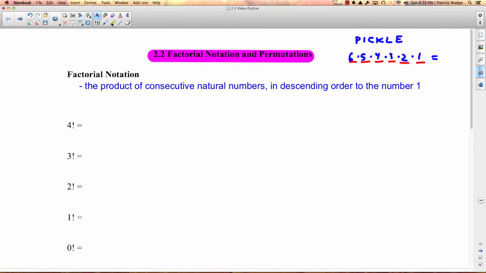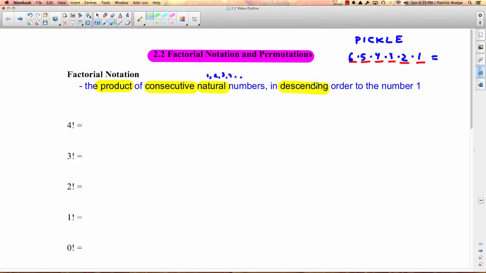So factorial notation is the product of consecutive natural numbers in descending order to the number 1. So there's a lot of words in there. Let's see if we can figure out what all this means. The product, that means multiply, of, let's start with this, natural. What are natural numbers? Natural numbers start with 1, and then go 2, 3, 4, 5, right? Dot, dot, dot. Consecutive. Well, consecutive means in a row, one right after the other. 2 and 3 are consecutive. 62 and 63 are consecutive.